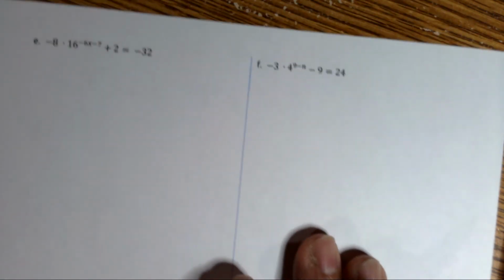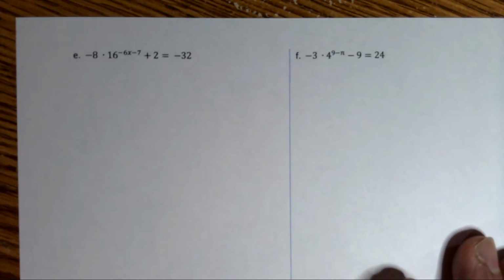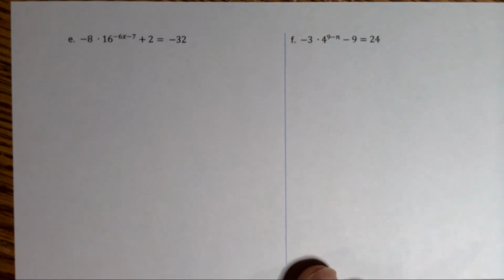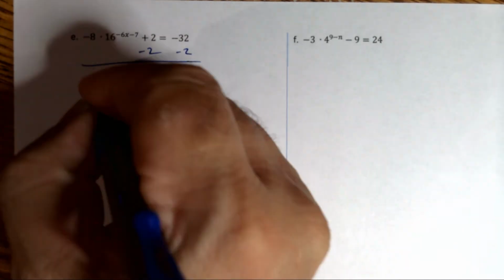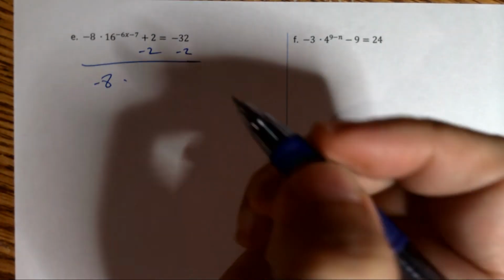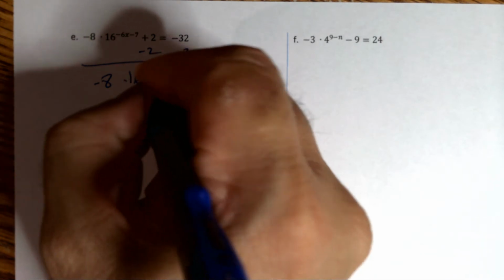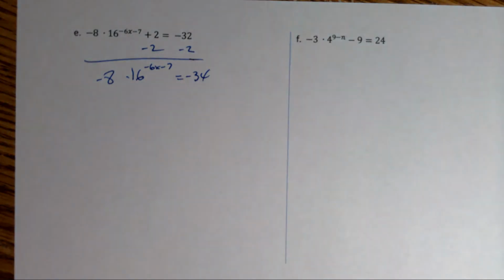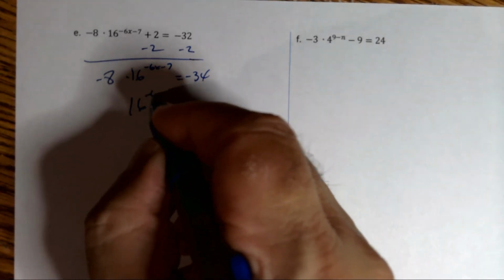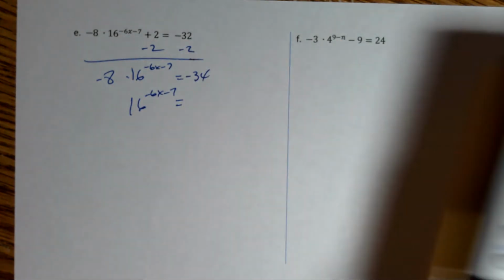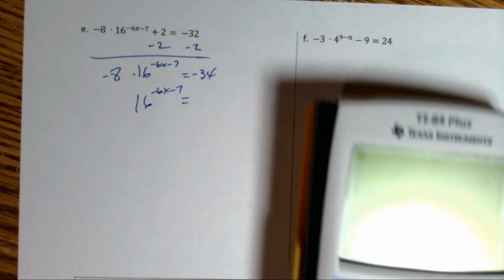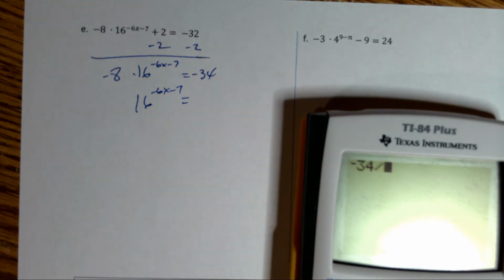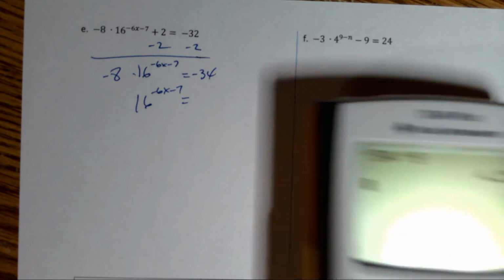And we're going to do 2 more solves and the last part. All right. Here we go. Okay, so this has multiple steps. I'm going to get rid of the 2 first. So I'm going to subtract 2 from both sides. So that's negative 6x minus 7 equals negative 34. Divide by negative 8. So 16 to the negative 6x minus 7 equals, let's go ahead and change that in the calculator to a decimal. So it's negative 34 divided by negative 8, and I get 4.25.